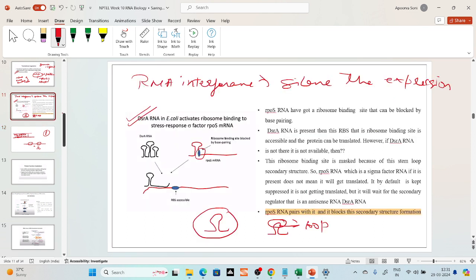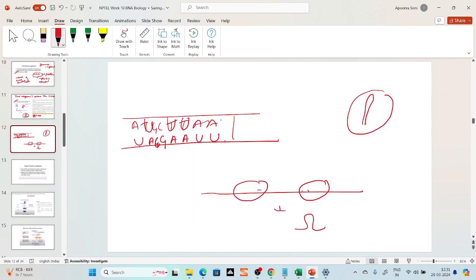So that is what they are saying, that in this RPOS mRNA, this is the ribosome binding site, which helps in the translation. But this RPOS mRNA, because of its base sequence, forms a stem loop structure. And because this stem loop structure is formed here, this ribosome cannot move this side. See, if this is the stem loop structure and this is your ribosome, it will move like this and then it cannot go like this. It has to move straight only. So the ribosome cannot pass this stem loop structure.